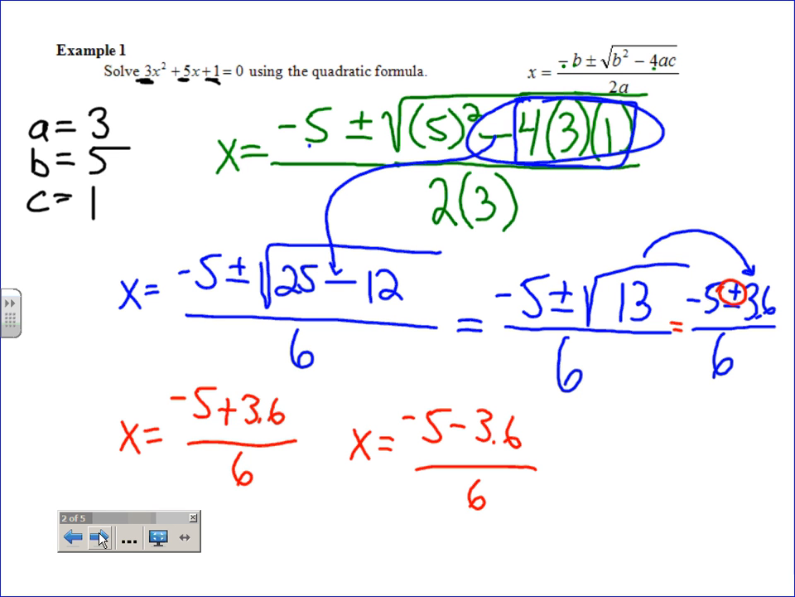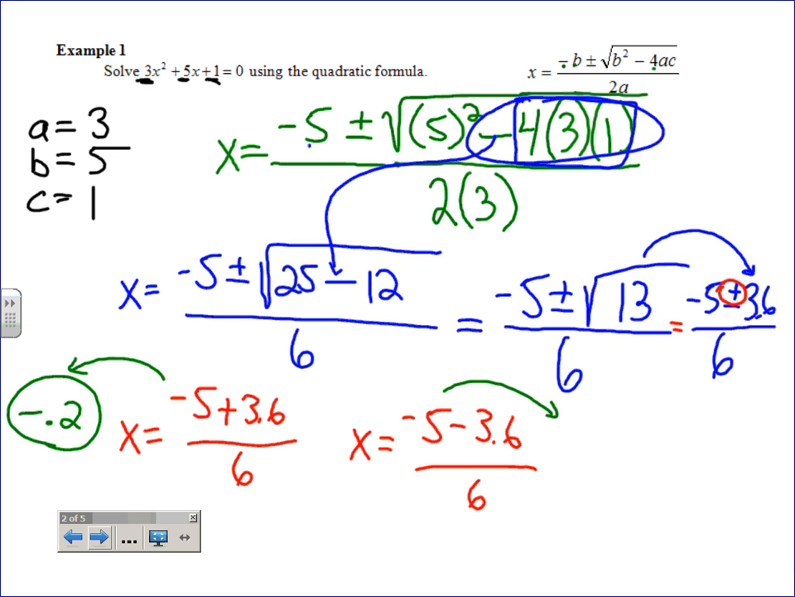And once again, calculator will be a lot easier than doing it by hand. Okay, so this one here and that one there. Let's see what we get for answers. Does anybody have the first one? If you took negative 5 plus 3.6 divided by 6, does anybody have that one written down? Chris? Negative 0.23, and so if we round to the nearest tenth, we'd say negative 0.2, right? So negative 0.2 is one of your answers.